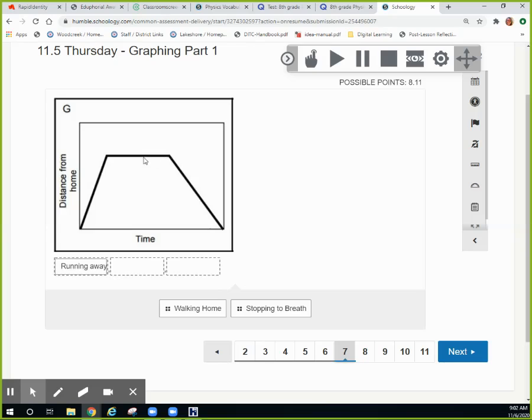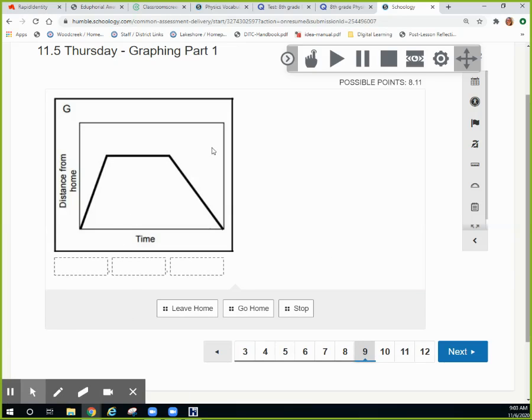They stopped for a long time because distance isn't changing. And then they walked home. And I say walked because the speed of this line is slower than this line. This line is not as steep, therefore the speed is slower.